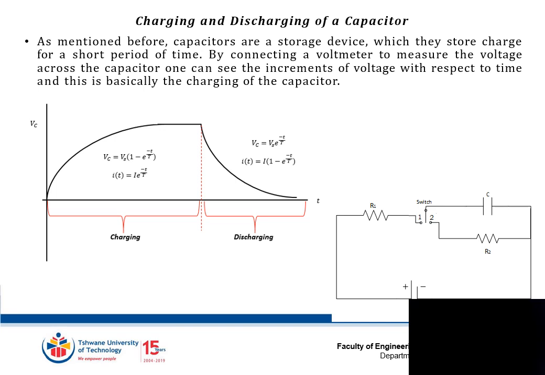Then when you switch to position 2, the capacitor starts discharging through resistor 2, and you can measure the discharging voltage using the formula Vc equals Vs e to the power minus t over T. The small t will be the time in seconds, and the capital letter T is the time constant, which is equal to RC.